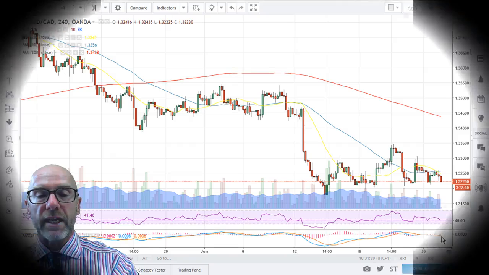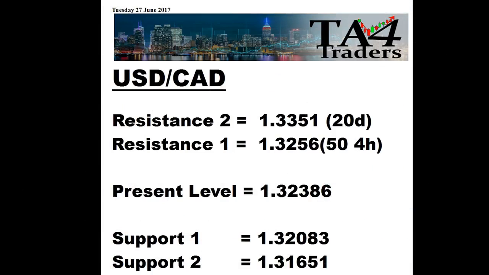So looking at the support and resistance levels, on the upside 32.56, which is the 50 average from the 4 hour, then 33.51, with supports at 32.083 and 31.651.